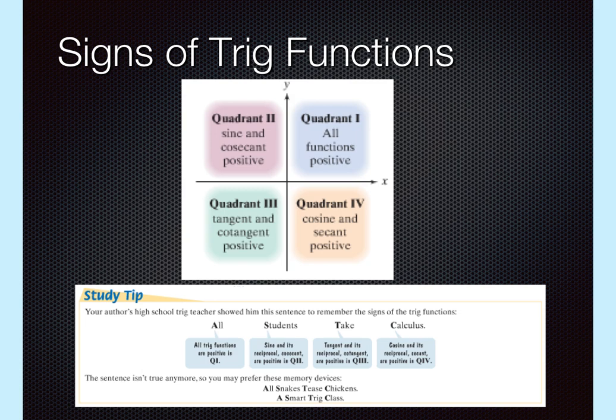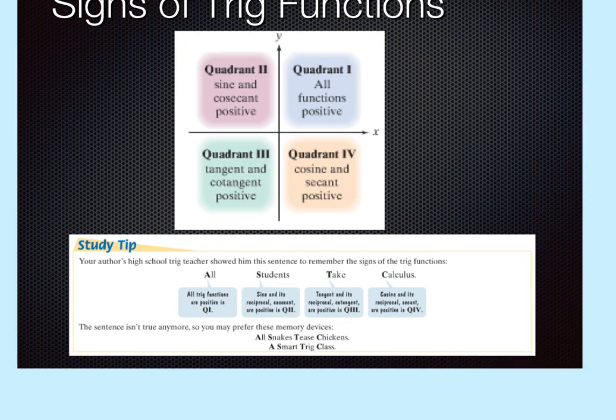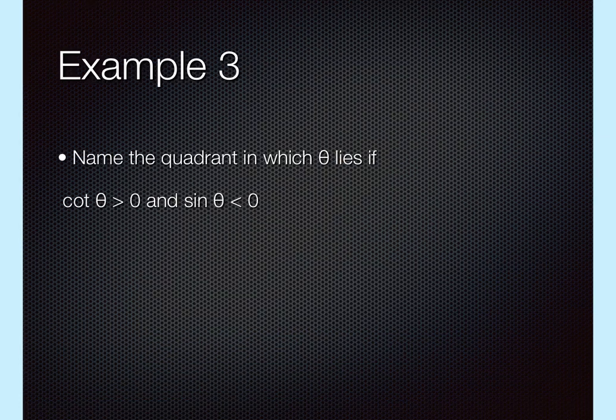All right, this we have also already talked about. So the All Students Take Calculus is also there's like one about snakes, which I hate snakes, so I don't even talk about it. Okay, and a Smart Trig Class. They are all just acronyms to help you remember those trig functions, of the original 3, that are in that quadrant that are positive. Nothing new here. Example 3 is application of it.